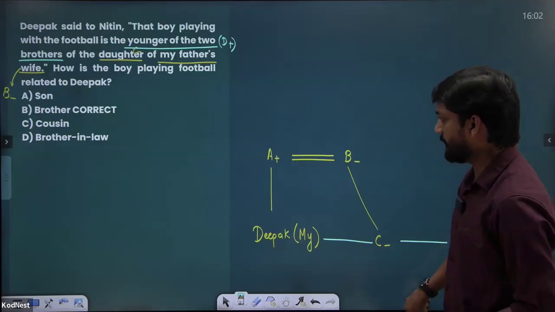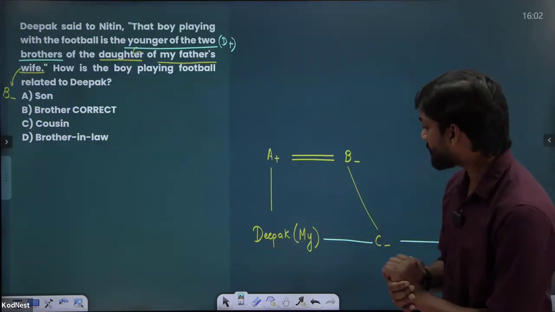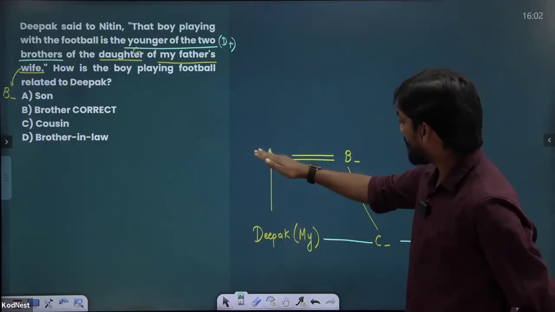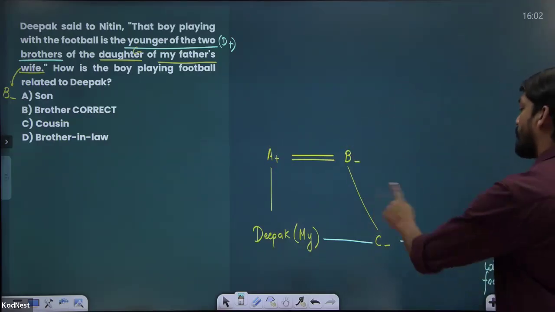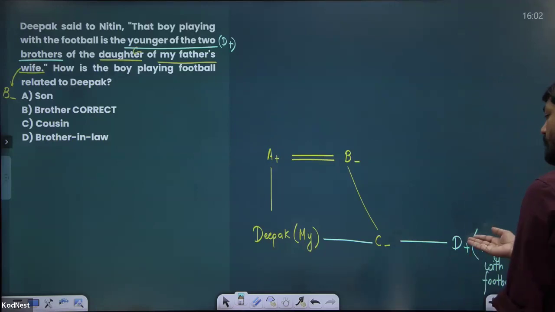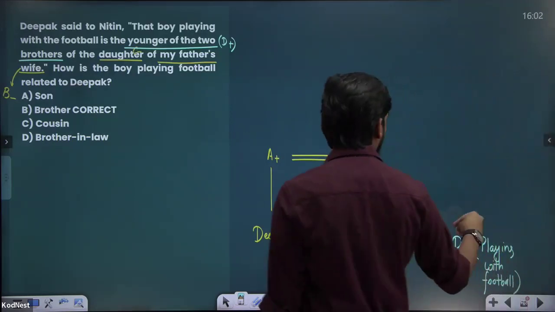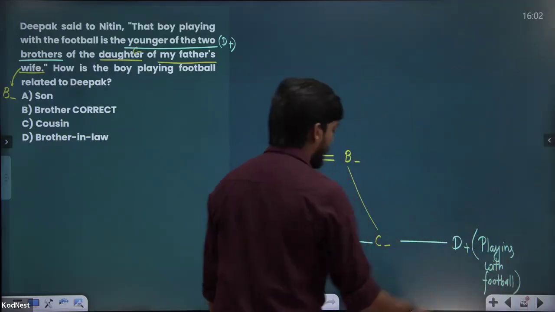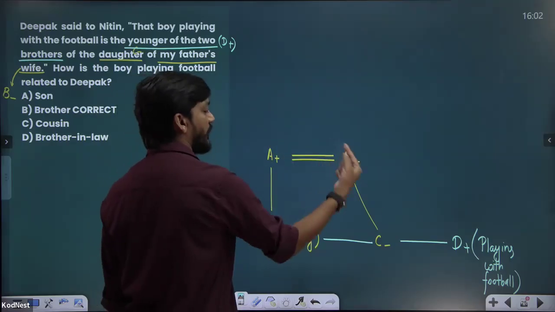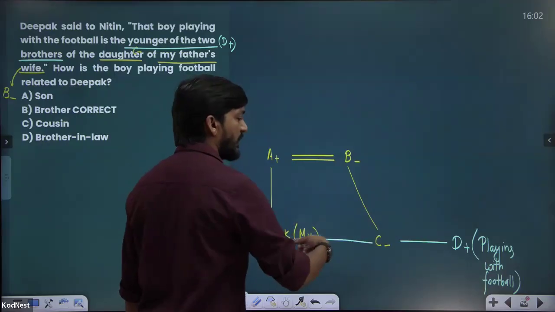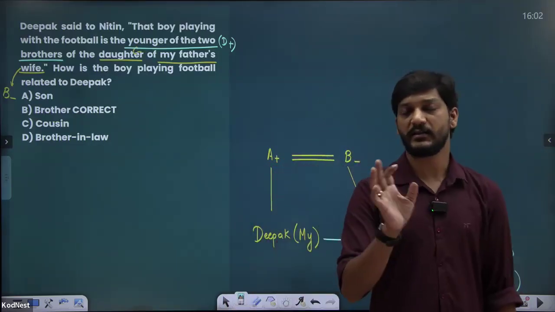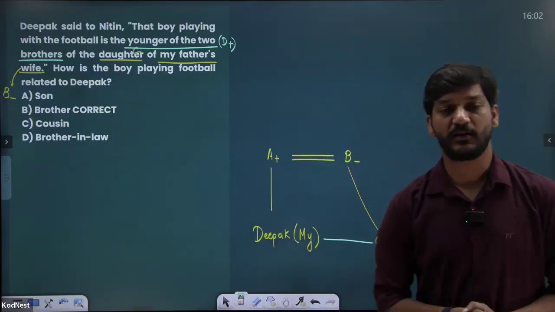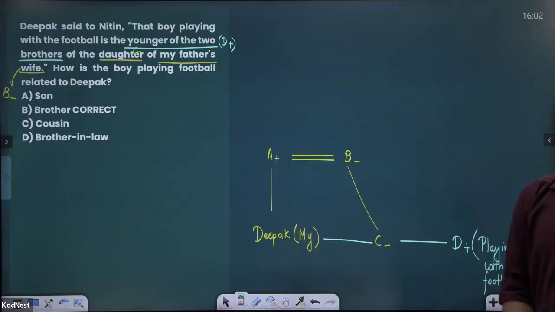Now, see please. My father's wife, a daughter, two brothers. Take the younger brother. That younger brother is playing with the football. Is the diagram clear? Please confirm this, all of you.